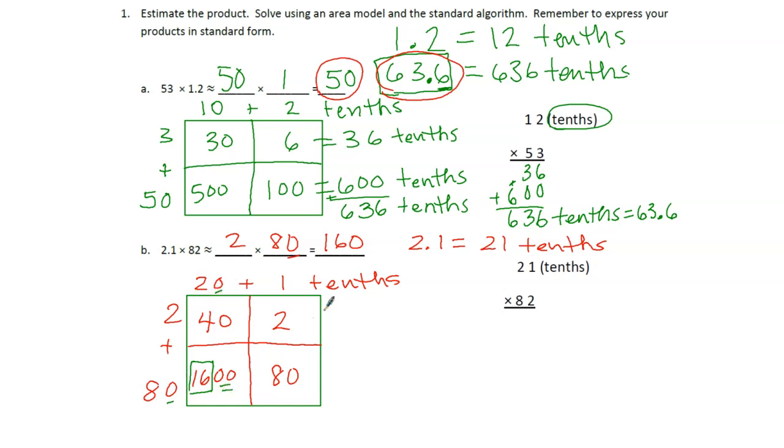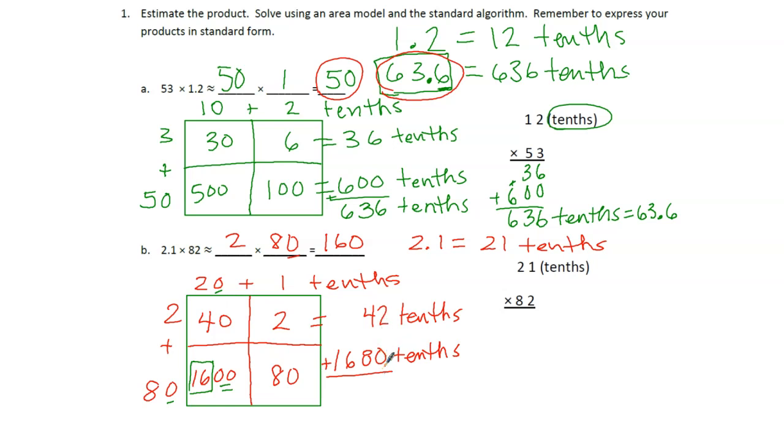Alright, and we're going to add our partial products. I'm going across. I have 40 plus 2 equals 42/10. And I have 1600 plus 80 equals 1680. I'm going to add my two partial products together, and of course these are tenths as well.